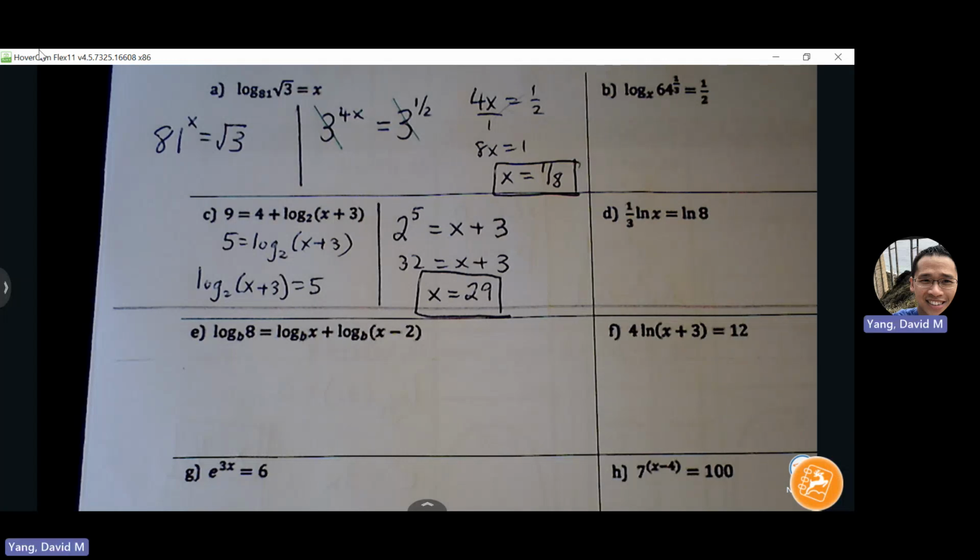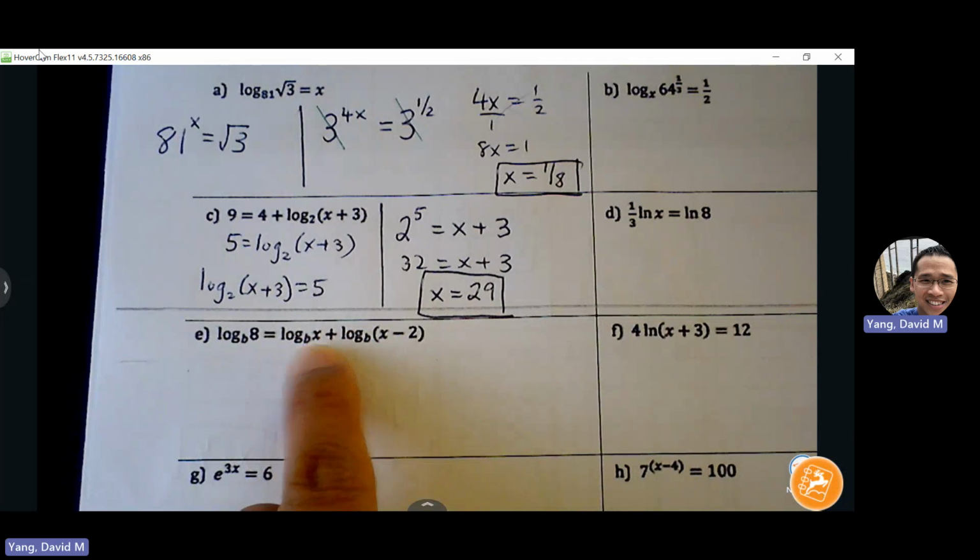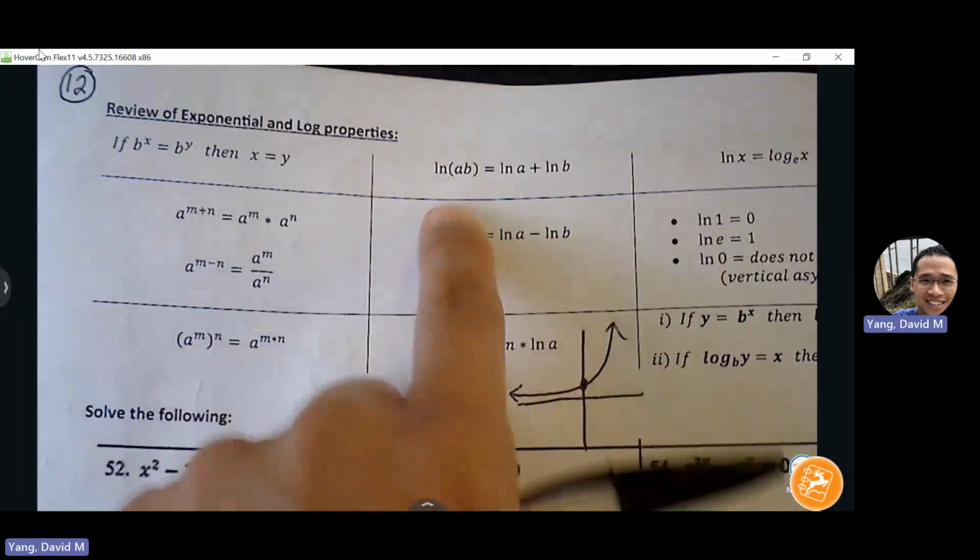Okay, part E, log base b of 8 is equal to log base b of x plus log base b of x minus 2. Still, there are a lot of terms going on. If I can get it down to a one-to-one relationship, it'll be easier for me to interpret what's going on. So here I have log base b plus log base b. So we're going to take advantage of this property here. I'm going to merge them together.